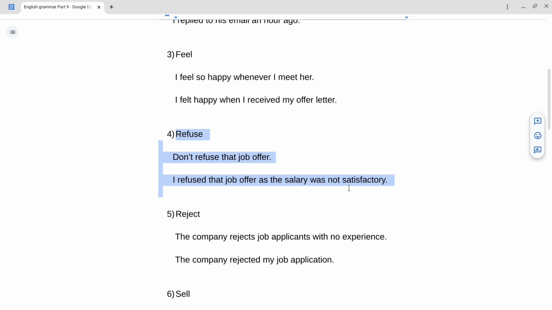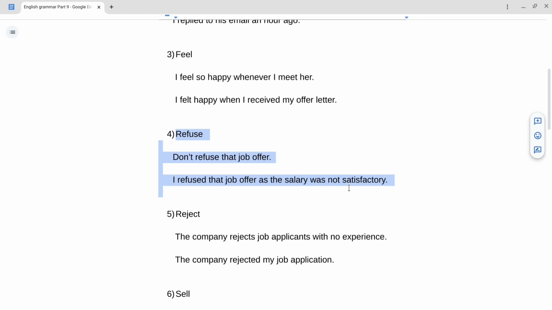So, what does refuse mean? You get an offer or something, and you refuse that. You are telling them, okay, I don't like this job offer, I am not joining with you. That is the word refuse. I refused that job offer as the salary was not satisfactory. Here it is a past form. My friend told me, I refused that job offer as the salary was not satisfactory.